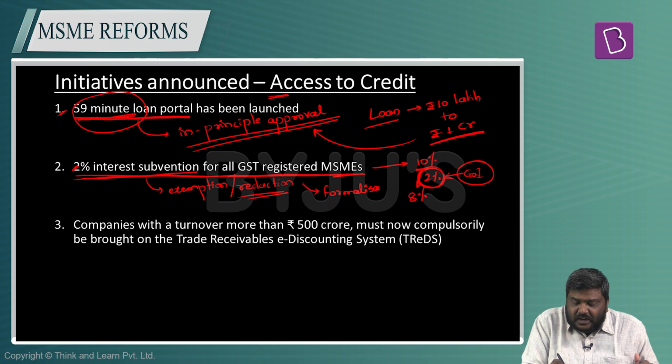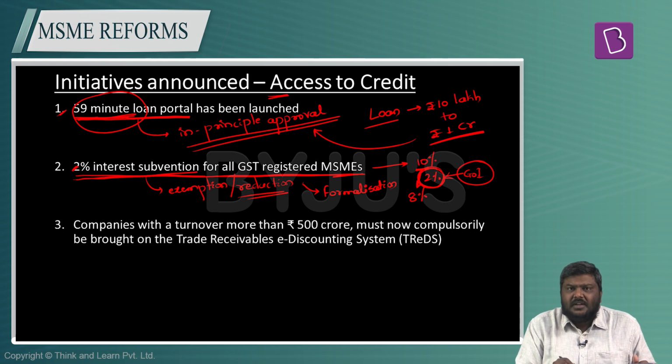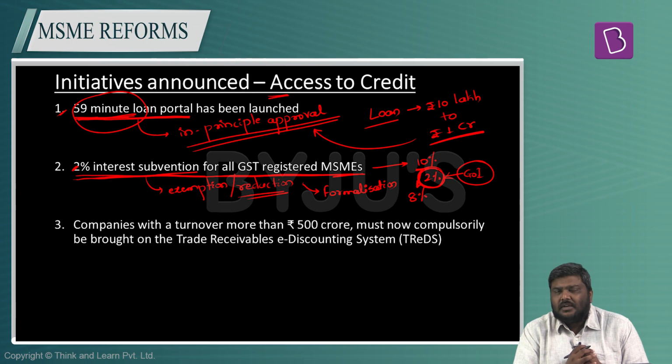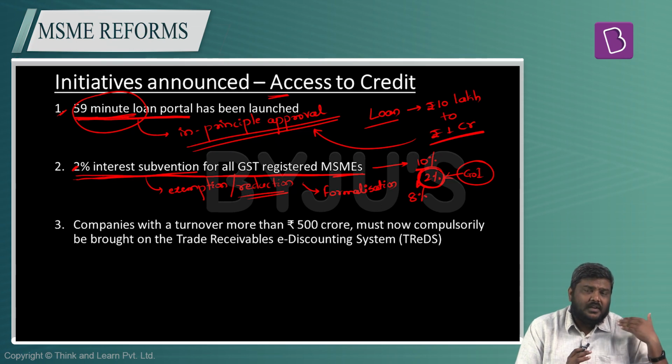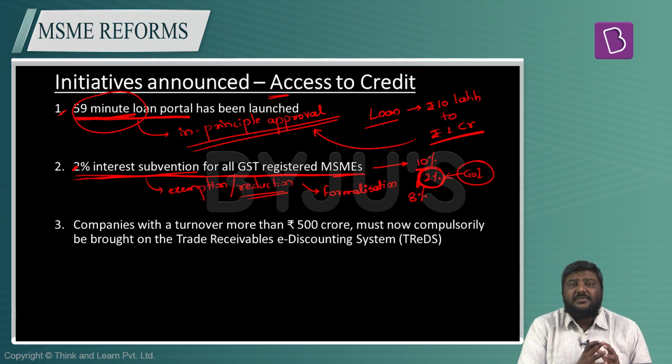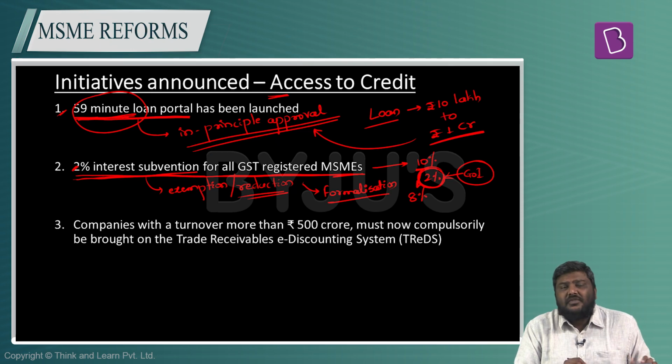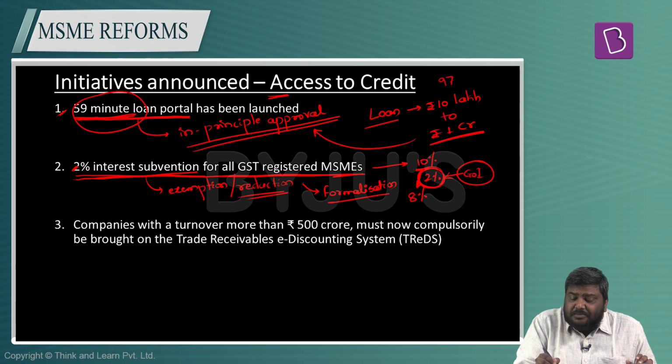Even through the first one, they are trying to promote formalization. Why? Please understand, if I am a micro enterprise who was not earlier registered under the GST network, looking at these particular reforms, I'll be prompted to get registered under the GST, which will promote formalization of these informal sectors. Because as per various reports, around 97% of the MSME units are informal in nature.